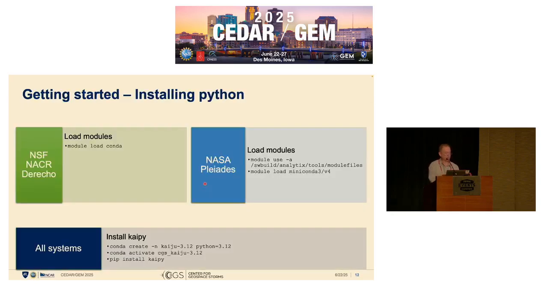Okay, first step in the install process that we're going to talk about here is getting Python up and running on your platform. You need Python to help us with the build and the run processes that come into play on it. On the NCAR systems, that's as simple as doing the module load conda command. On the NASA systems, the recommended pathway is to use the module use -a command to point at some stuff that they've provided for third-party access to packages, and then loading their version of Miniconda 3.